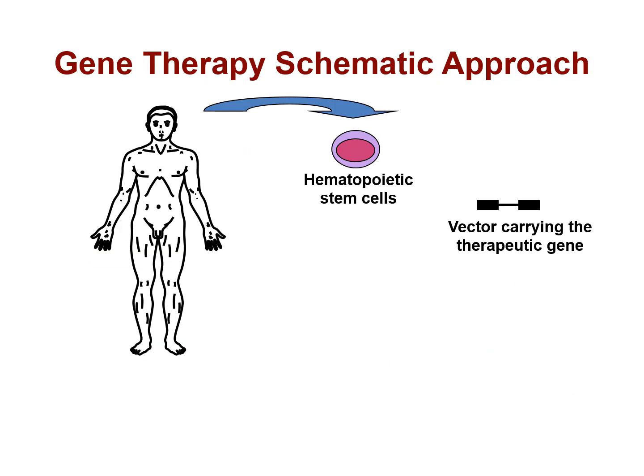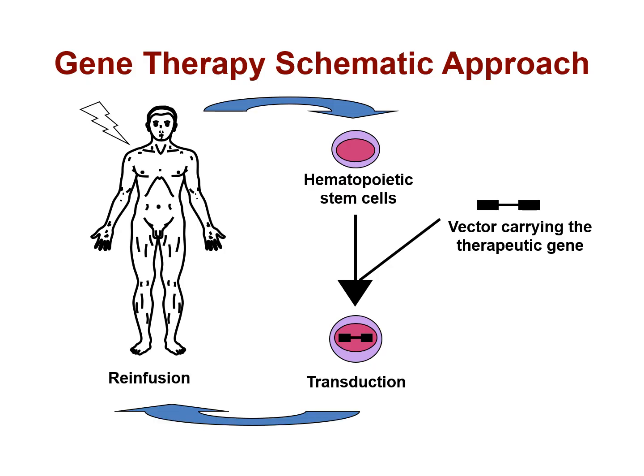Now, sickle cell disease and thalassemia are ideal disorders for gene therapy approaches. Basically, we get the hematopoietic stem cells here, not from a donor, but from the patient themselves. We put in a vector carrying the therapeutic gene, and this is transduced into the hematopoietic stem cells. We treat the patient with chemotherapy, which is usually significant but slightly milder than that used for bone marrow transplants. And then we reinfuse the stem cells.